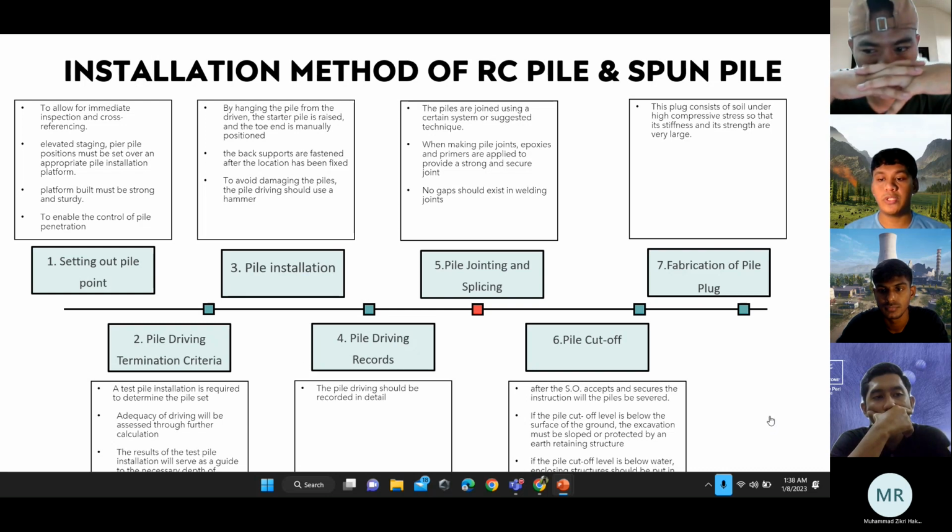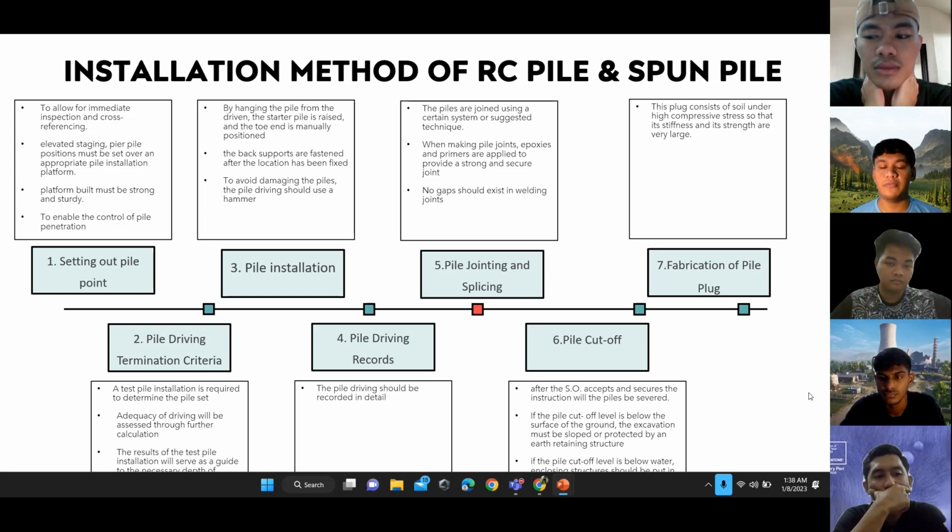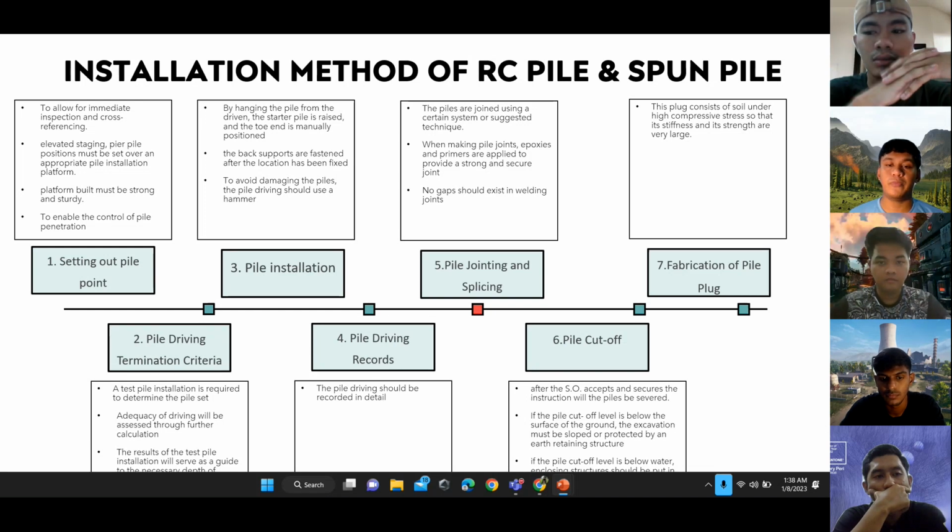After the site officer secures the instruction, the piles will be severed. If the pile cut off level is below the surface of the ground, the excavation must be sloped or protected by an earth retaining structure. The last step for the installation method of RC pile is the fabrication of the pile plug. This plug consists of soil under high compressive stress so that its stiffness and its strength are very large. Right. So I hand over to Shamir.